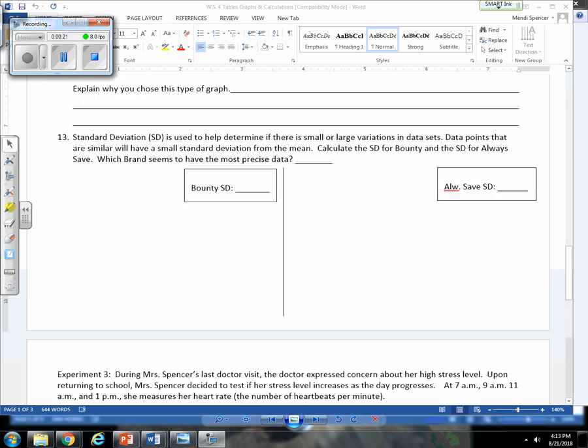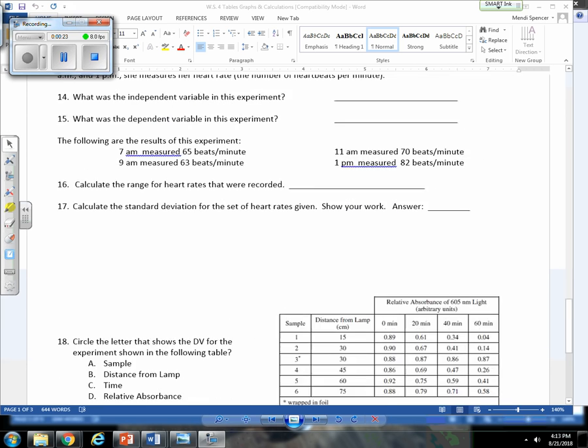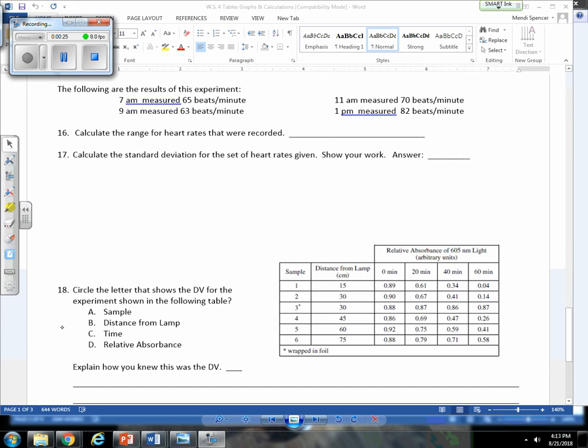You can see on the bottom of page 2, you have to do a couple of them there. We're going to do number 17. I know it's probably marked out on your paper, but we're still going to use it as an example. To calculate standard deviation, here's the formula. You're going to be given this. You just need to know how to apply it.